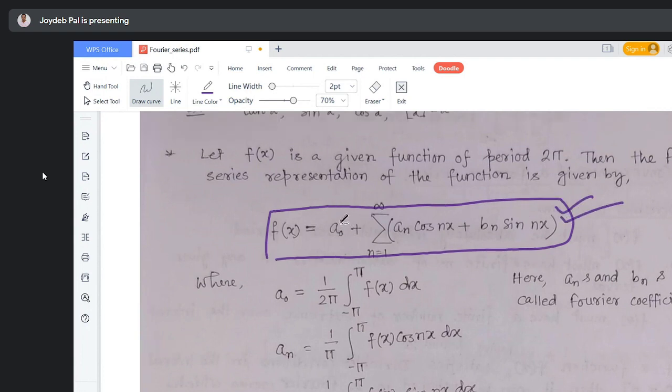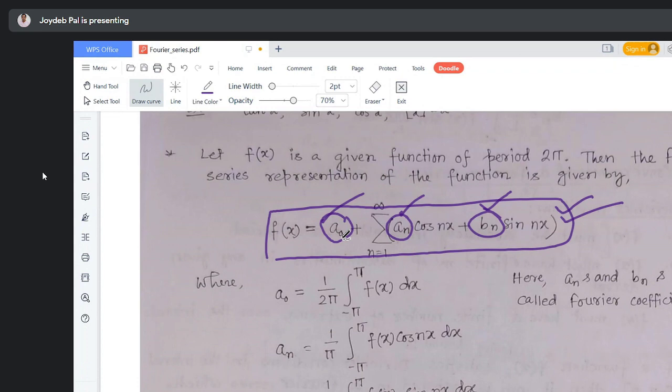Here what are the unknowns? a naught, a n and b n. ये क्या है हम लोगों को पता नहीं है. And these a naught, a n and b n are called Fourier coefficients. So what is our task? Our task is to find the values of these coefficients. अगर ये values मिल गया मतलब we have determined the series completely, right?